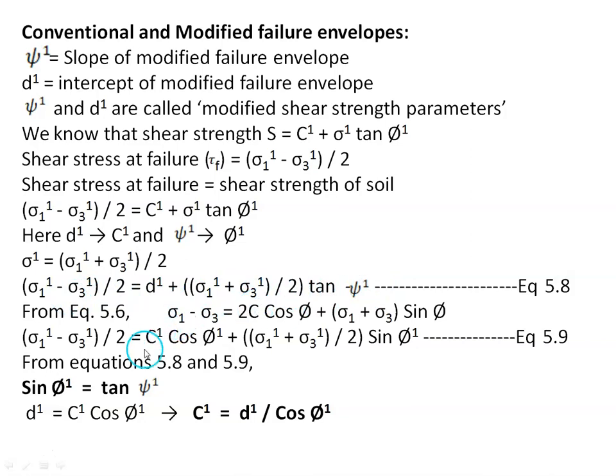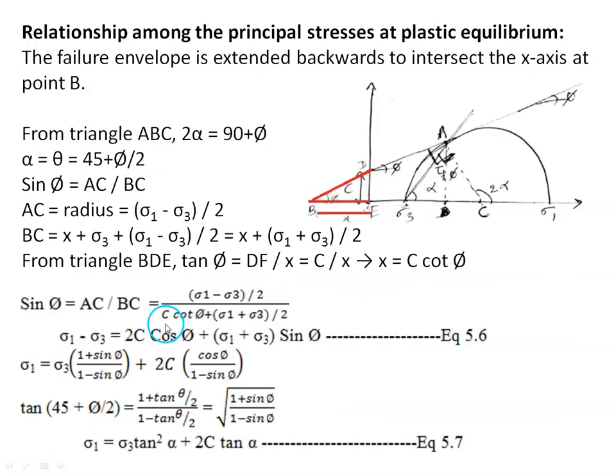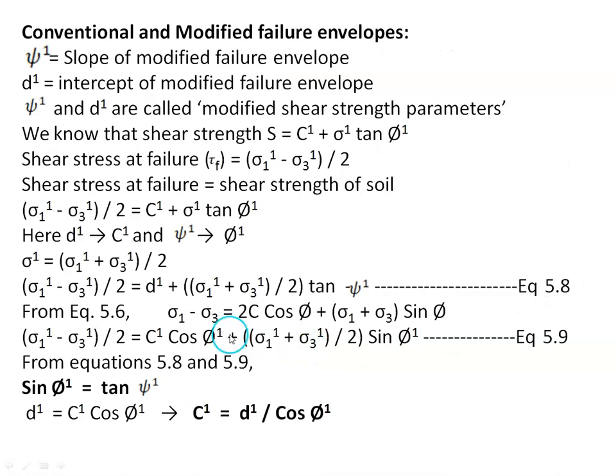Then from equation 5.6, we know that sigma 1 minus sigma 3 equals 2c cos phi plus (sigma 1 plus sigma 3) sin phi. If we take the same equation, then we can write (sigma 1 minus sigma 3) by 2 equals this divided by 2, that is c cos phi plus (sigma 1 plus sigma 3) by 2 sin phi. We had written it in terms of effective shear parameters.